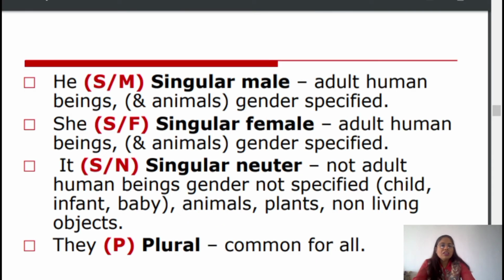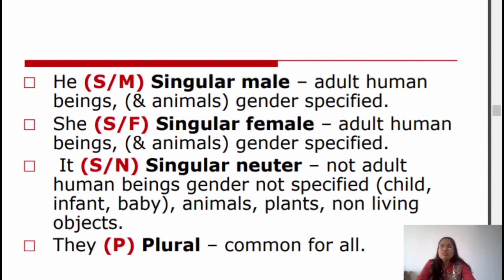The possessive pronouns are his, hers, its, and theirs. We use he if the noun that the pronoun is replacing is an adult human being or animals, gender specified. She is used for singular female adult human beings and animals, gender specified. Now this is an interesting one. We make use of it for singular neuter gender. The explanation of neuter gender is not adult human beings, gender not specified. For example, child, infant or baby.